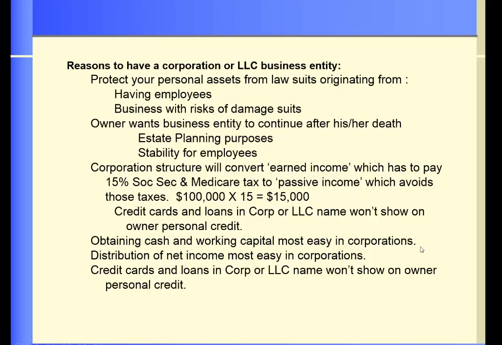Corporations have those. You can have thousands of shares of stock and be selling them for $10 a share, and so many people can afford that. You can raise money in small increments like that. Distribution of net income is most easily done through corporations because it's prorated by the number of shares each person owns.